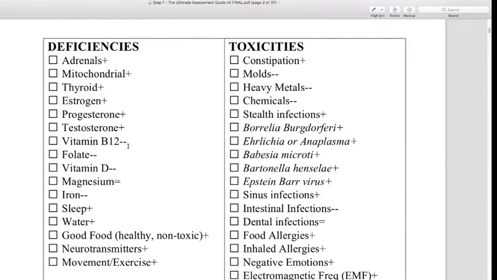Okay, so then what is the one lab that I would get? I'm going to take off this share again so you can see me. So what is the one lab that I would get if I had to get a lab? So like I mentioned, the 3 most important labs that we can get are going to be heavy metals, chemicals, and molds.